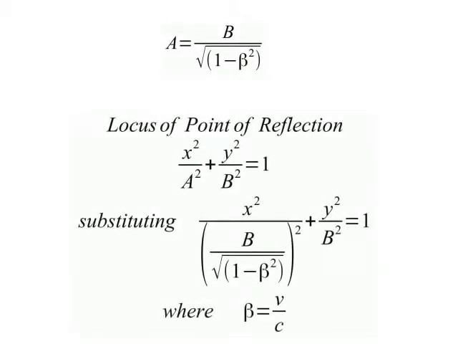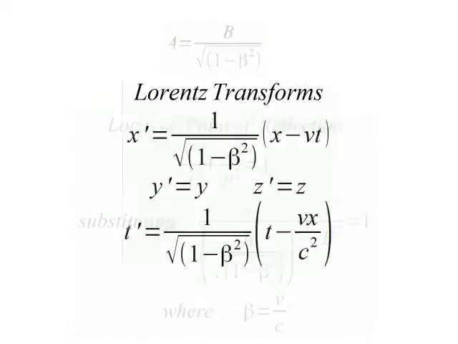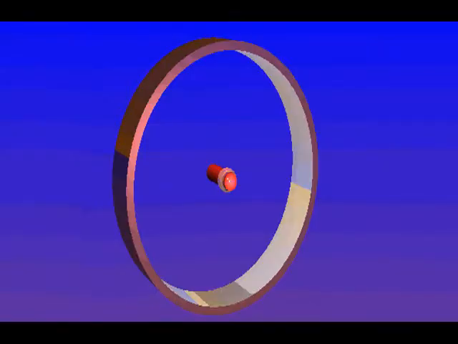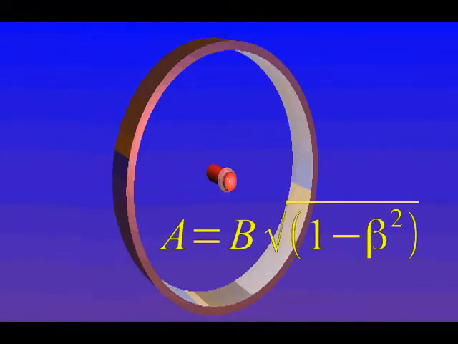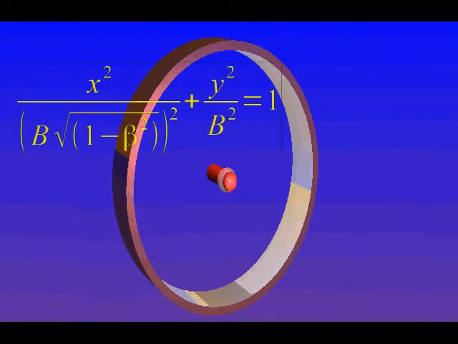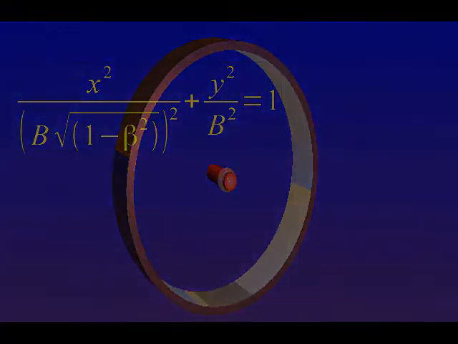From the equation for the ellipse, we get the relationship between the time t in the reference system and the time t prime in the moving system. The vessel must also contract in its direction of travel to make the light reflect correctly. The result is the Lorentz transforms. In the contracted ellipse, the radius along the x-axis is reduced, and the result is this equation. Einstein attributed this contraction to the distortions of space-time.